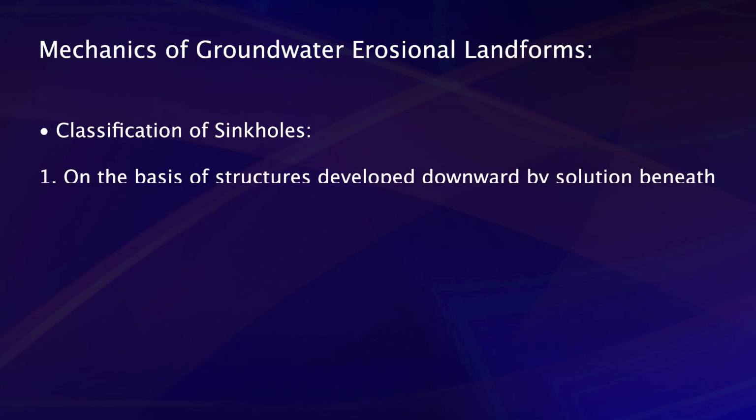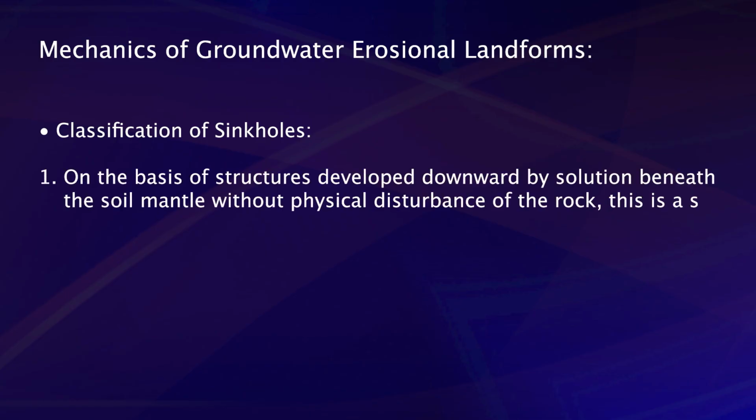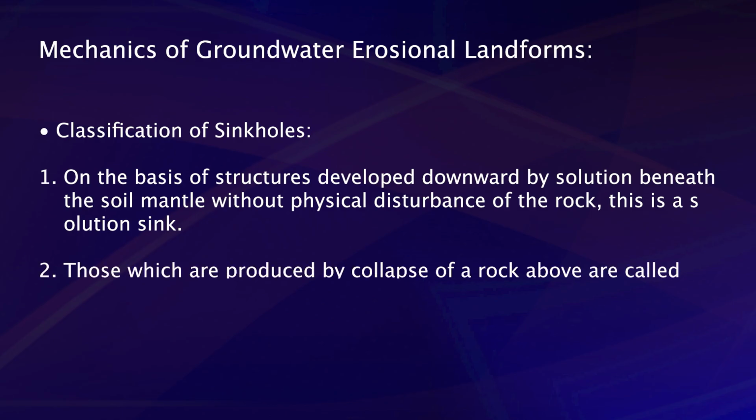They are classified on the basis of structures developed downward by solution beneath the soil mantle without physical disturbance of the rock. This is a solution sink. Secondly, those which are produced by collapse of a rock above are called collapse sinks.